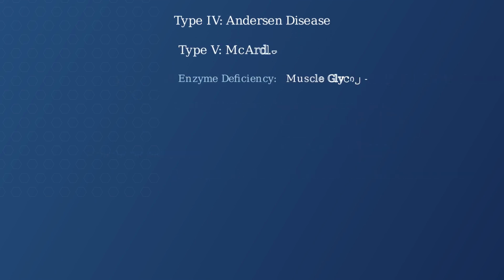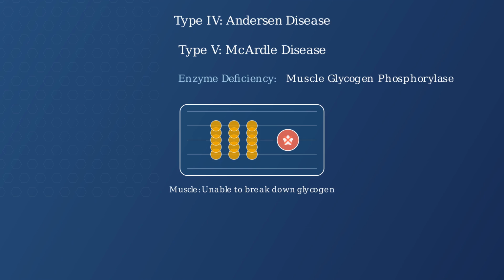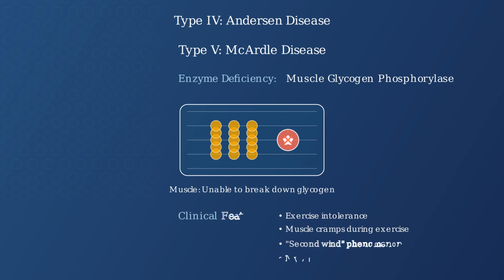Type V, or McArdle disease, is caused by a deficiency in muscle glycogen phosphorylase, preventing glycogen breakdown in muscle tissue. McArdle disease is characterized by exercise intolerance, muscle cramps during exercise, the unique second wind phenomenon, and myoglobinuria after intense exercise. Management involves moderate exercise regimens, maintaining a high carbohydrate diet, and avoiding intense exercise that could trigger rhabdomyolysis.